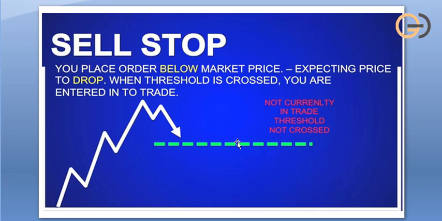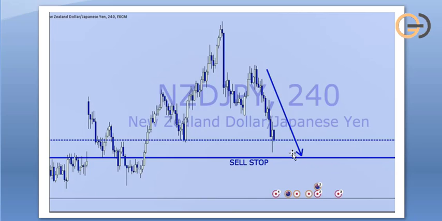For example, when you're expecting price to drop, you put in a line like a threshold, and when price crosses it, you enter into the market. This is an example of a live chart. Once the market crosses this line, a sell stop, you are entered into the trade and the market begins to move. That is when your money starts counting. So that is for a sell stop.